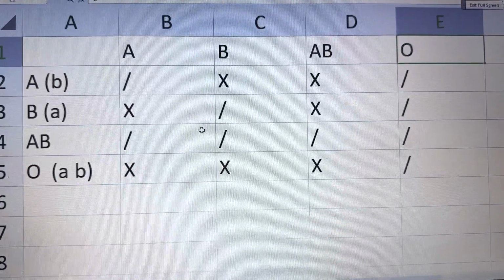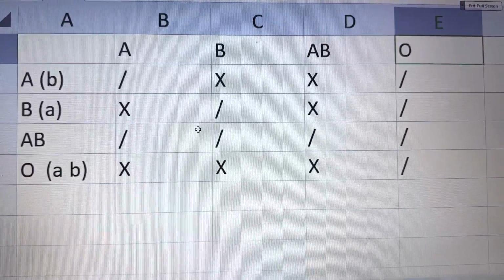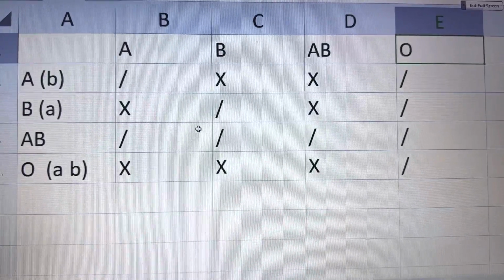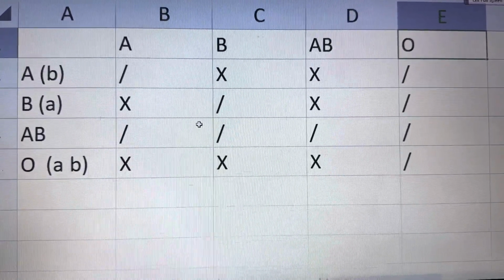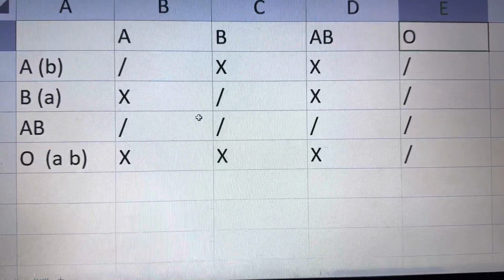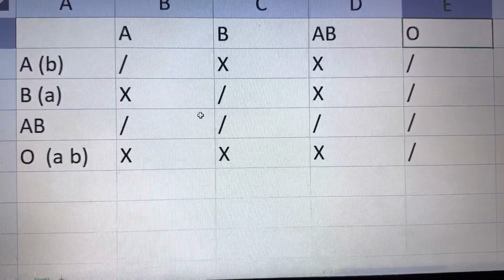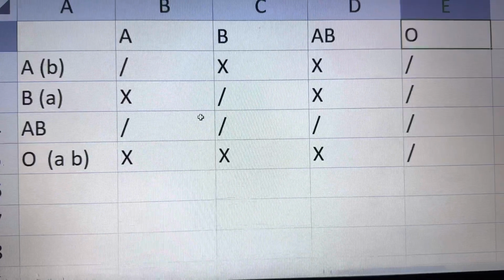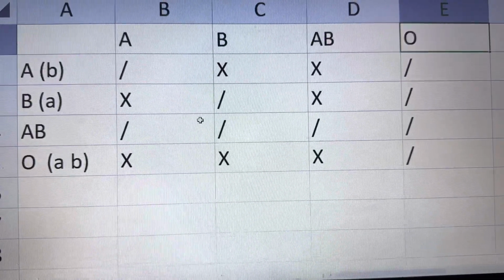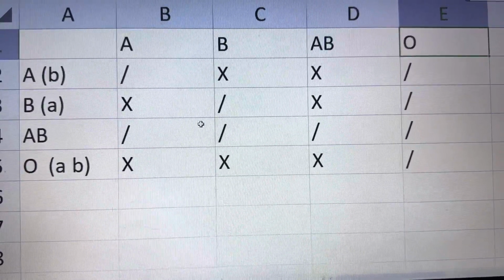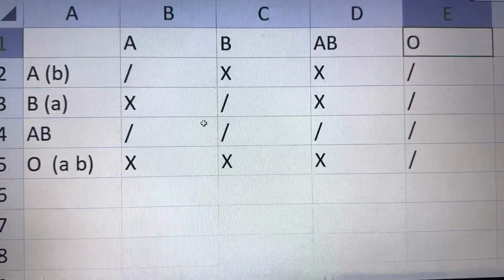Hello everyone, today we are going to talk about the ABO blood group system. Before we start analyzing the table, here are some basics that you should know about the blood group. You should know the types of blood group that are there: blood group A, blood group B, blood group AB, and blood group O.